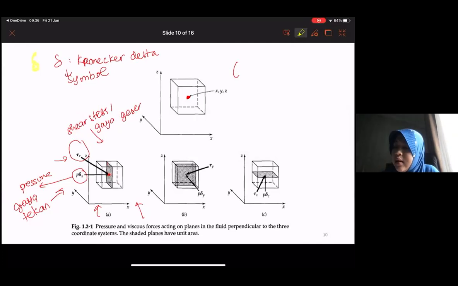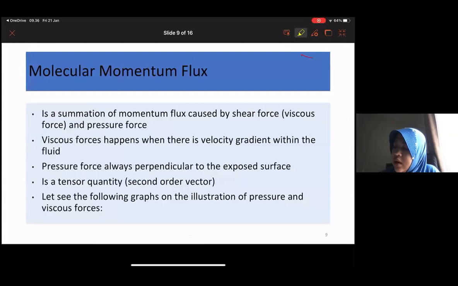Okay, so if we go back to the second one, pressure is always perpendicular to the exposed surface. So we have the surface which is perpendicular to the x-axis in the graph. So there is always a force. And then the viscous force happens if there is a velocity gradient within the fluid. If there is a velocity gradient within the fluid, then that is a viscous force, or the shear stress.